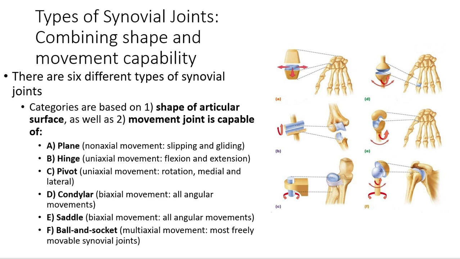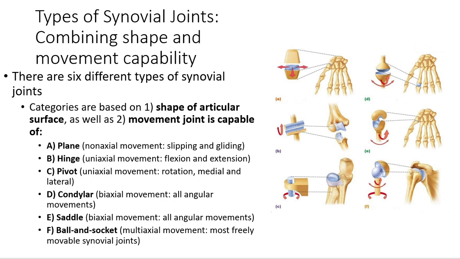Hinge joints are going to have a cylindrical structure that fits into an open concavity that looks more like an elongated trough. Hinge joint examples include the elbow, and it's only capable of flexion and extension in the sagittal plane, so it's uniaxial in its movement. Pivot joints are also uniaxial in their movement. They can usually only show medial and lateral rotation.